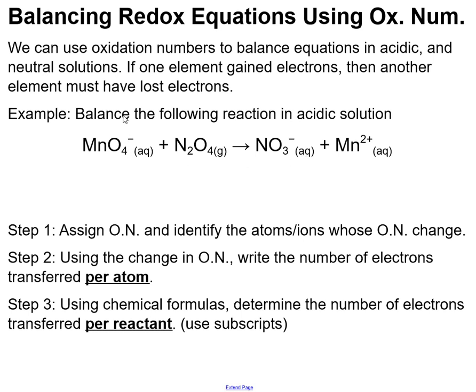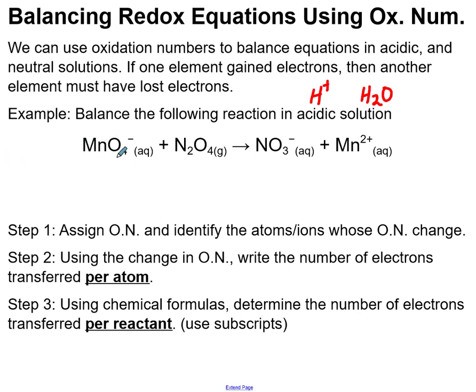We're balancing the following reaction in an acidic solution. What that means is we have both H+ and water at our disposal. We can either make them or use them up. Either one of these could be a reactant or a product. So we're going to assign oxidation numbers here and get this started.